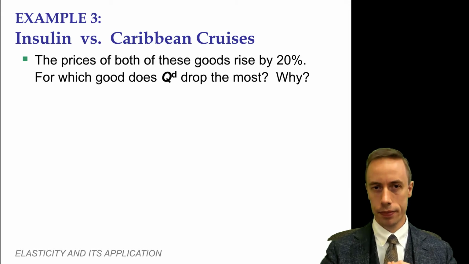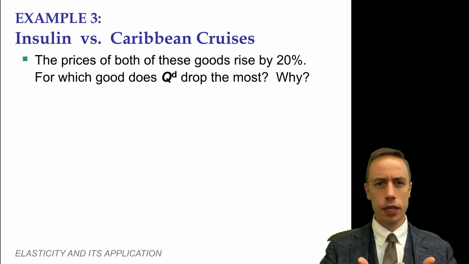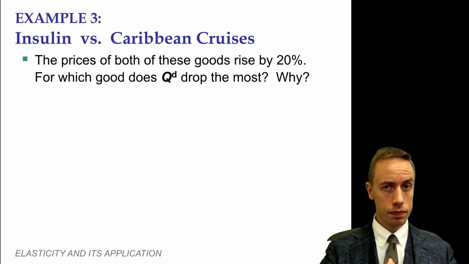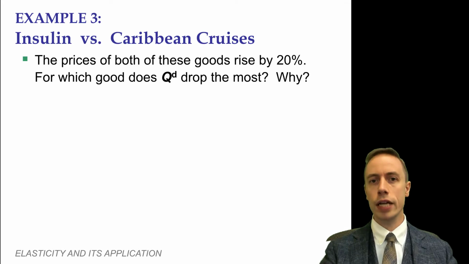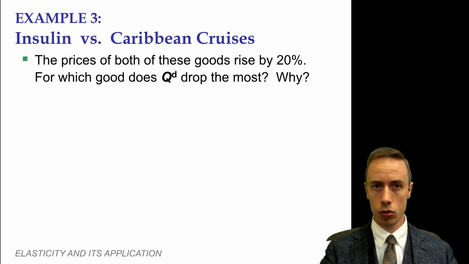First example. Let's say you've got a company that sells 2 products, insulin and Caribbean cruises. It's a very interesting company. Now, for some reason, you decide to raise prices across the board by 20%. Obviously, you'll lose some customers. But where are our customers going to cut back more?